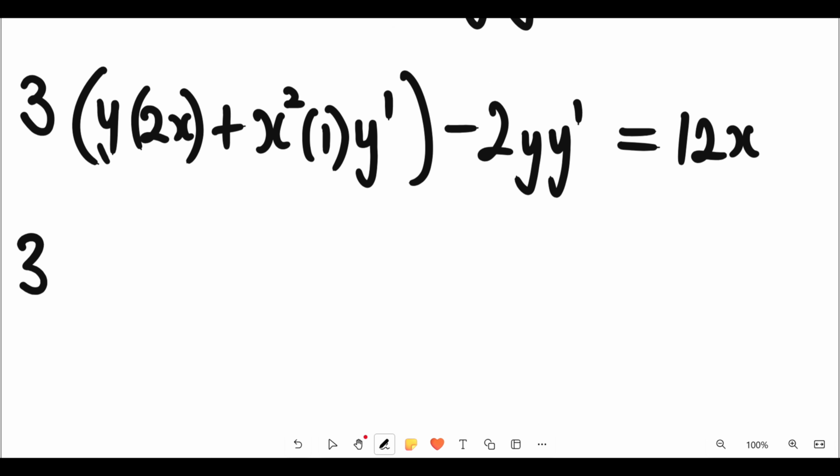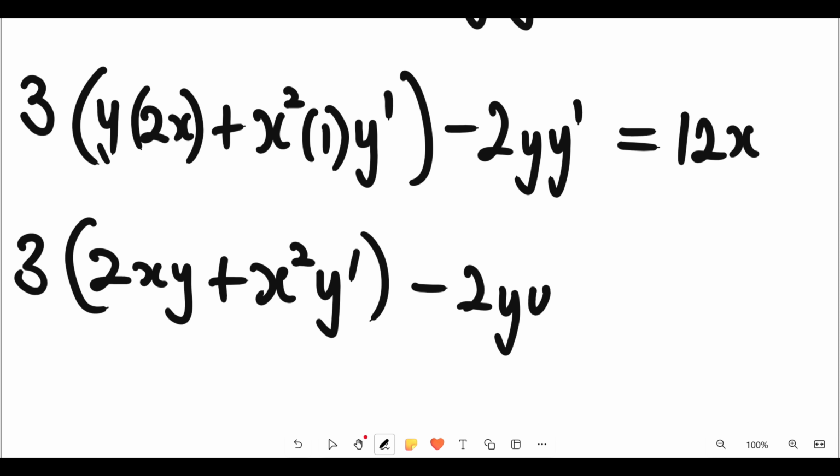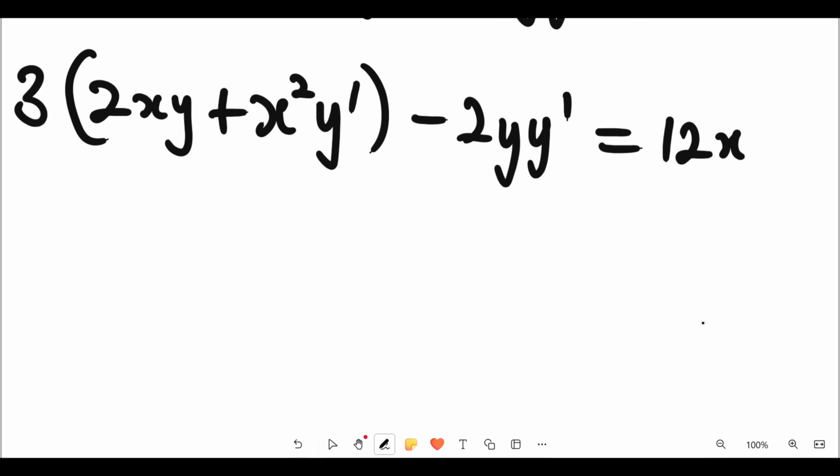So we have y multiplying 2x, we are going to get 2xy. Then the other side, we have x squared multiplying 1 multiplying y prime. So we are going to get x squared y prime, which is the same as dy/dx. Minus 2y multiplying y prime is equal to 12x.